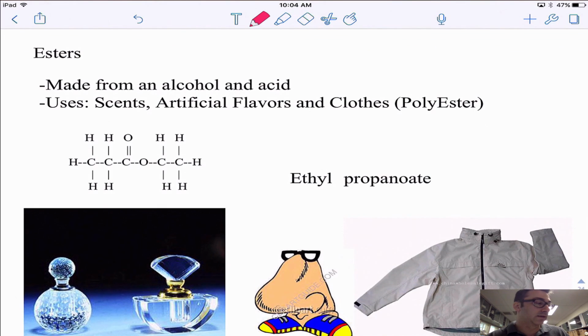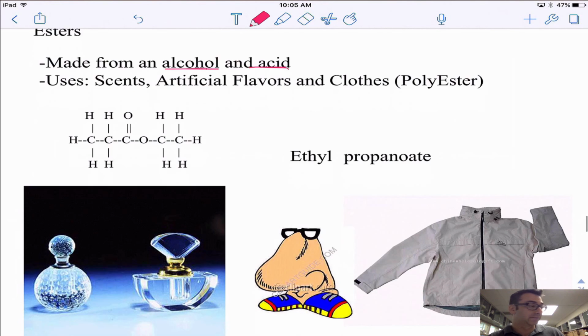Esters, I'll make an ester for you as a demonstration, but esters are made from an alcohol and an acid. We'll go over that reaction. It's called esterification, and their most common use is with scents and artificial flavors. You can also make something called polyester, which is a synthetic fiber that's used in clothing.